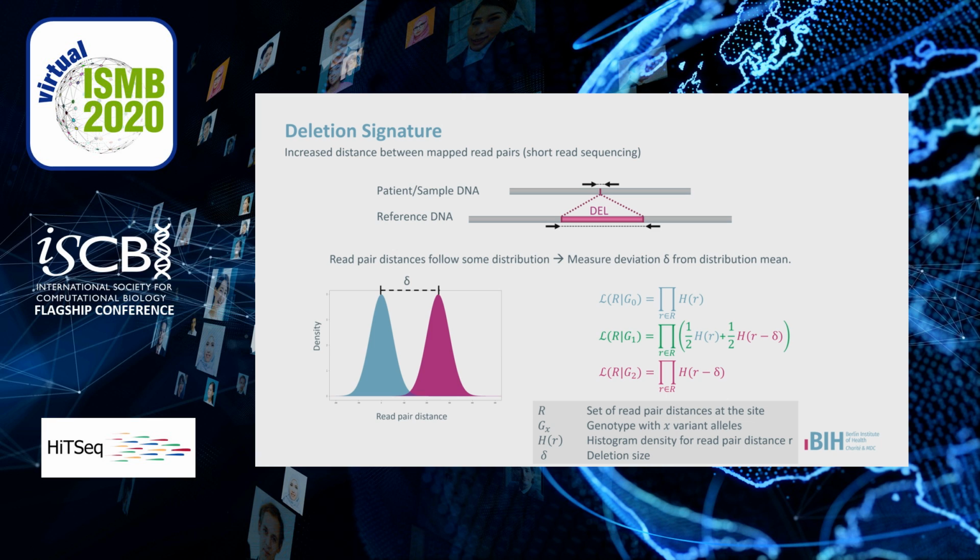The heterozygous case is kind of a hybrid case between those two. We expect roughly half of our read pairs to originate from the blue histogram, so from the unaffected allele, and half of our read pairs to originate from the red histogram, so the allele affected by the deletion. Consequently, we get the density values for our read pairs from the blue and from the red histogram, so from the affected and unaffected histogram, weight both of them with 1/2, and then use this in the product over all observed read pair distances.